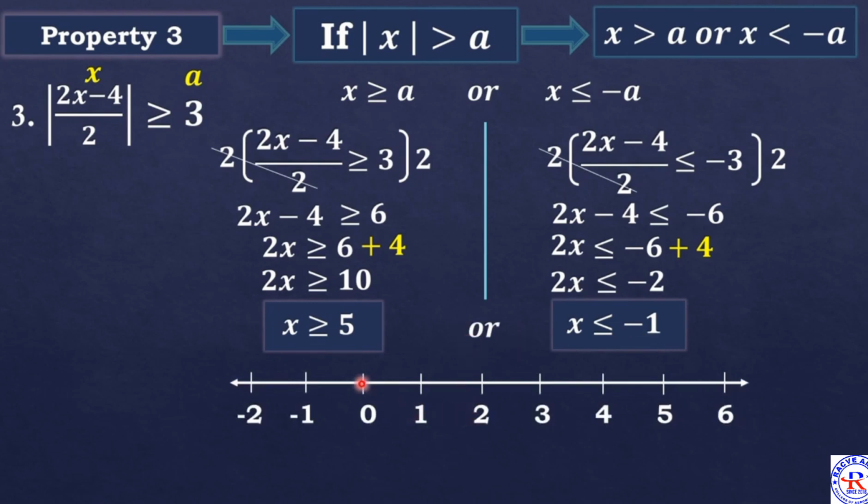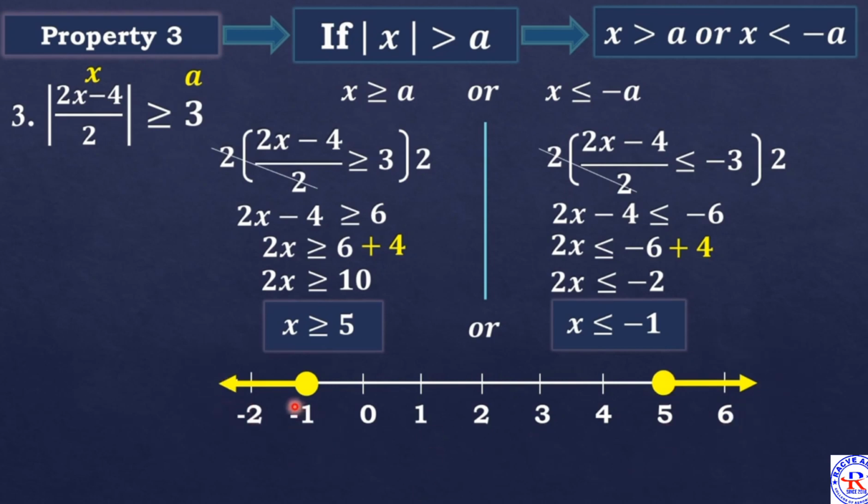So, i-plot natin si 5. Ito si 5. It is shaded kasi part of the solution si 5 dahil may equal sign. Since greater than, ang graph natin pa right. And this one, negative 1, this is also solid or shaded kasi negative 1 is part of the solution since we have here the equal sign. Okay? And then less than, so pa-left po tayo dyan. Okay, so again, we have two graphs. Okay, so i-ano natin to, pagsasamahin.